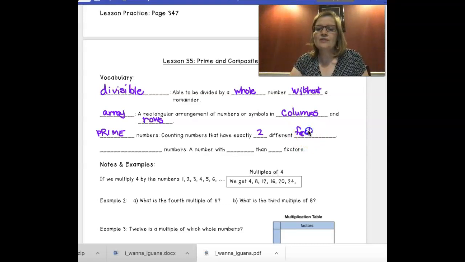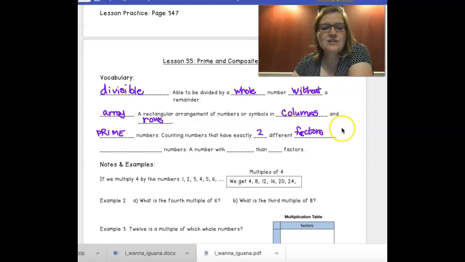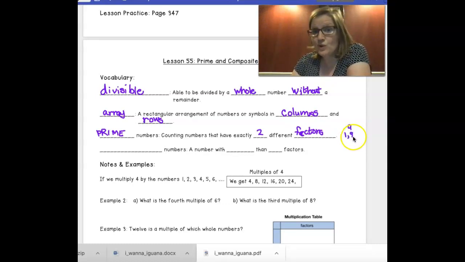You will find that when we look at numbers such as 9, we know that it has factors such as 1 and 9. We can say 1 times 9 is 9, or we can say 3 times 3 is 9. So there are 3 factors of the number 9.